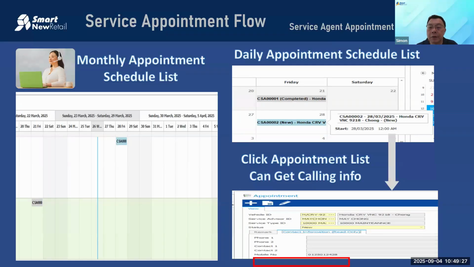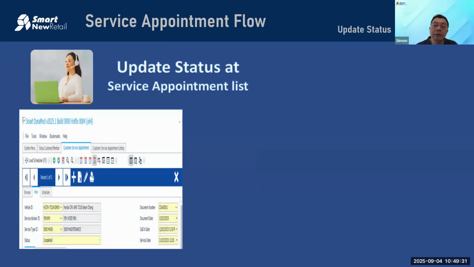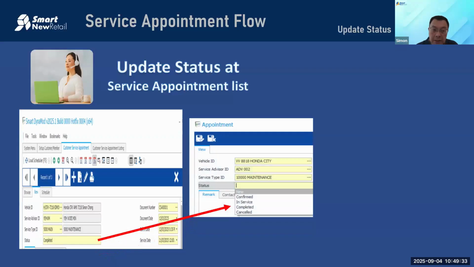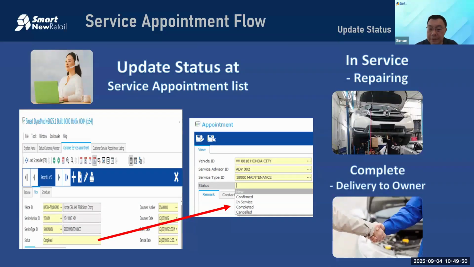After you've done the calling, the advisor needs to update all the service status. In this service appointment list, there are statuses here: new, confirm, in service, complete, and cancel. This is what the service advisor needs to record according to the step, the flow, whether the car is in service or in complete status. Just update to the service appointment list to monitor the whole progress.